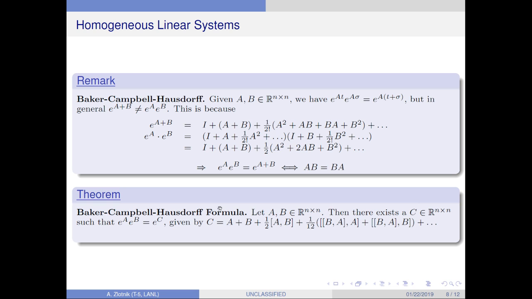So this gives us the Baker-Campbell-Hausdorff formula. If A and B are square matrices in R^(n by n), then there exists an n by n matrix C such that the exponential of A times the exponential of B equals the exponential of C, where C is given by the series of Lie brackets, and where this bracket of A and B is called the commutator.